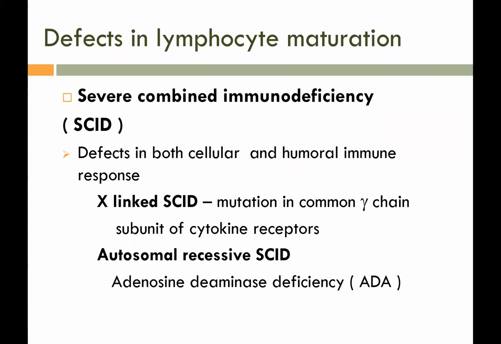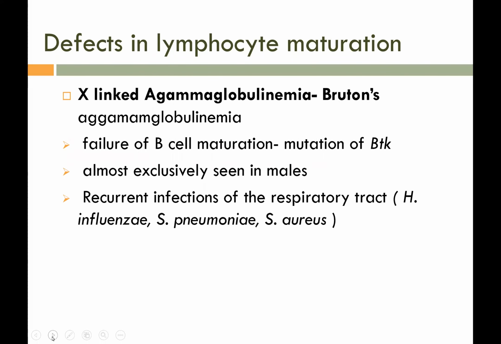So X-linked, we're talking of mutation in cytokine receptors. Autosomal recessive, we are talking of deficiency of the enzyme adenosine deaminase. This is the most common cause of autosomal recessive SCID: adenosine deaminase deficiency. So those are the two manners of inheritance of SCID.